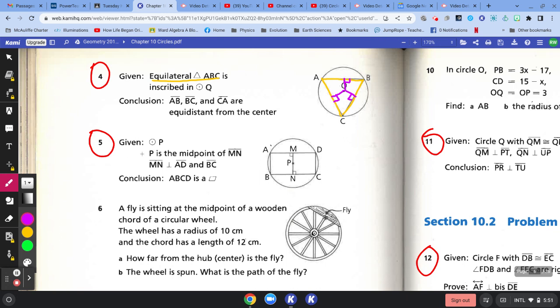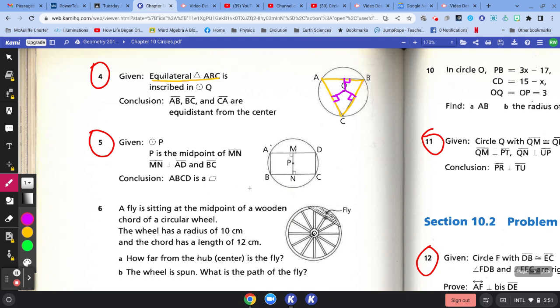Consider number 5 then. We've got circle P. That means P is the center of the circle. P is also the midpoint of MN. Think about what that means for MP and NP. And MN is perpendicular to AD and BC. So AD and BC are both perpendicular to MN. Think about how you could apply the theorems for this section to prove that ABCD is a parallelogram.